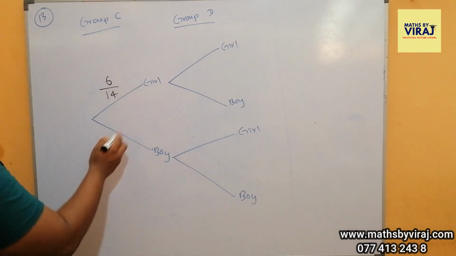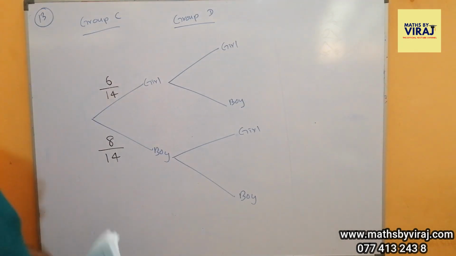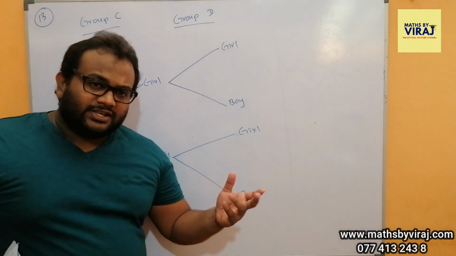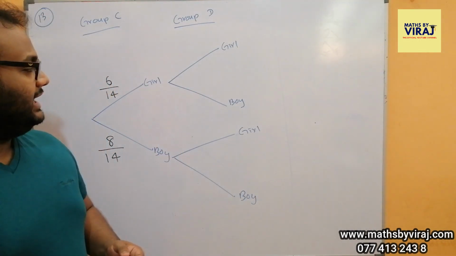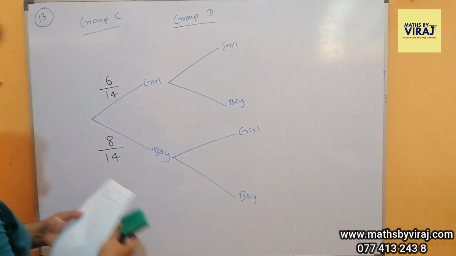Therefore, the probability of finding a boy is 8 upon 14. We write it as a fraction. For a few basic tips for this particular sum, you can go to the link over here and see them.